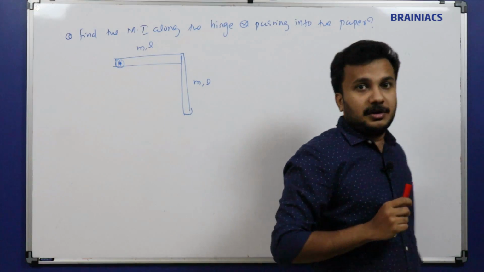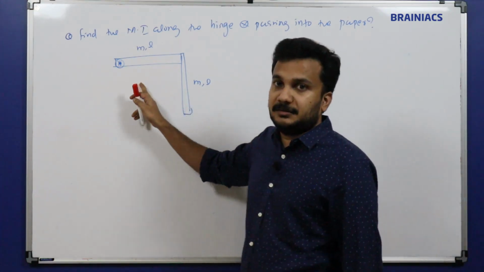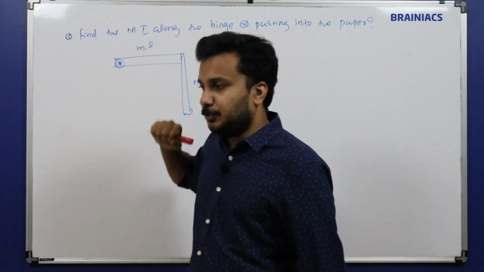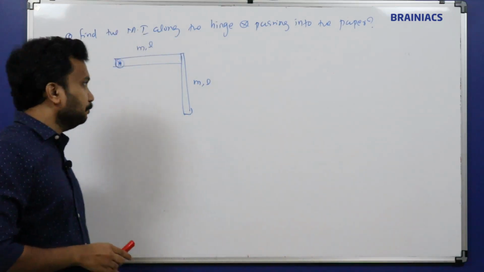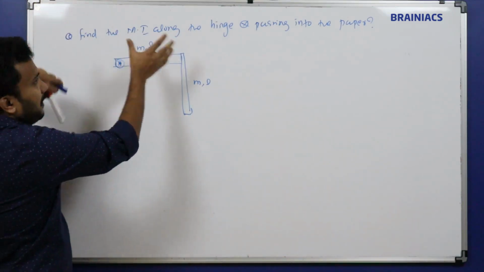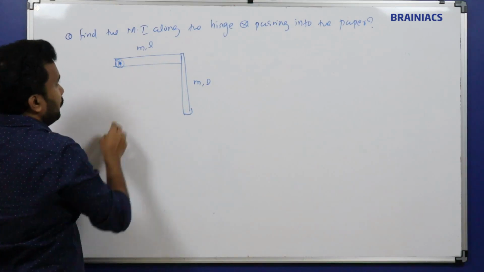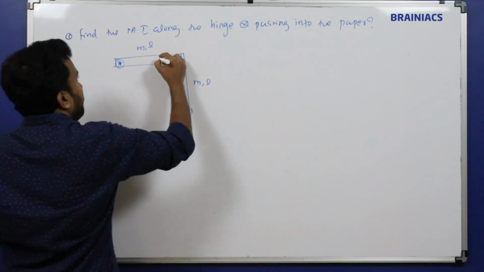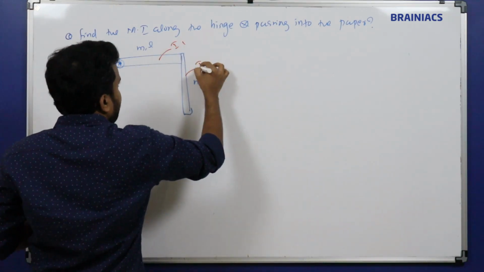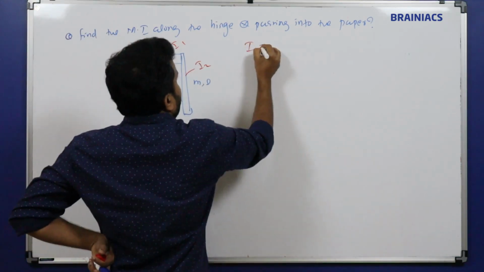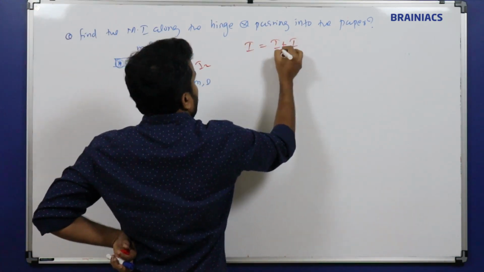So we want to calculate the moment of inertia about an axis which is passing into the board. How do we do that? It's quite simple. We have two masses, number 1 and number 2, so we have two moments of inertia, I1 and I2. The total moment of inertia is equal to I1 plus I2.